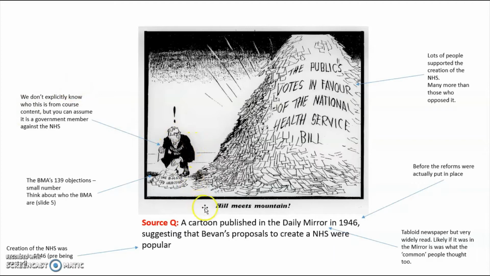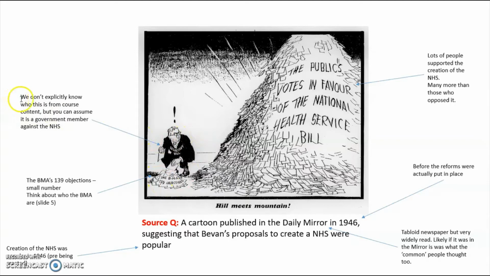So here it says Hill meets Mountain, and the source is a cartoon published by the Daily Mirror in 1946, suggesting that Bevan's proposal to create an NHS were popular. Okay, so you've got to look at the picture. I know that from the information I've given you on this PowerPoint, we don't look at Secretary Hill. They're not mentioned. However, he's a secretary, he's dressed in uniform, he looks a bit fancy, he's probably a politician. You don't really need to know anything else. And we can probably see what he believes in based on where he is in the picture.